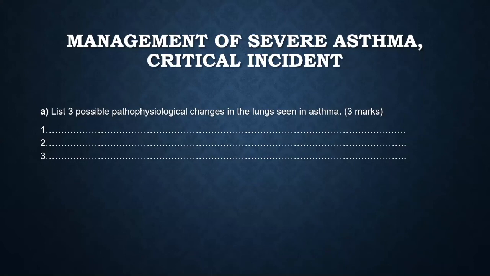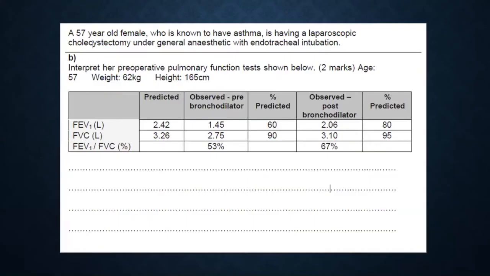Then you are given a clinical scenario. So you've got a 57-year-old female who has known asthma, having a laparoscopic cholecystectomy under general anesthetic, of course with endotracheal intubation.